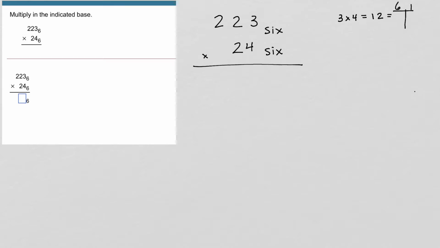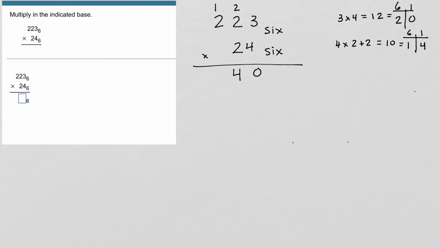So I make a little base 6 chart, and I have 2 groups of 6 in 12 and 0 left over. So I bring down the 0 and carry the 2. Next, I'll do 4 times 2 plus the 2 I carried. 4 times 2 is 8, plus 2 is 10. And again, I convert that to base 6. So there's 1 group of 6 and 4 left over. So I bring down the 4 and carry the 1.